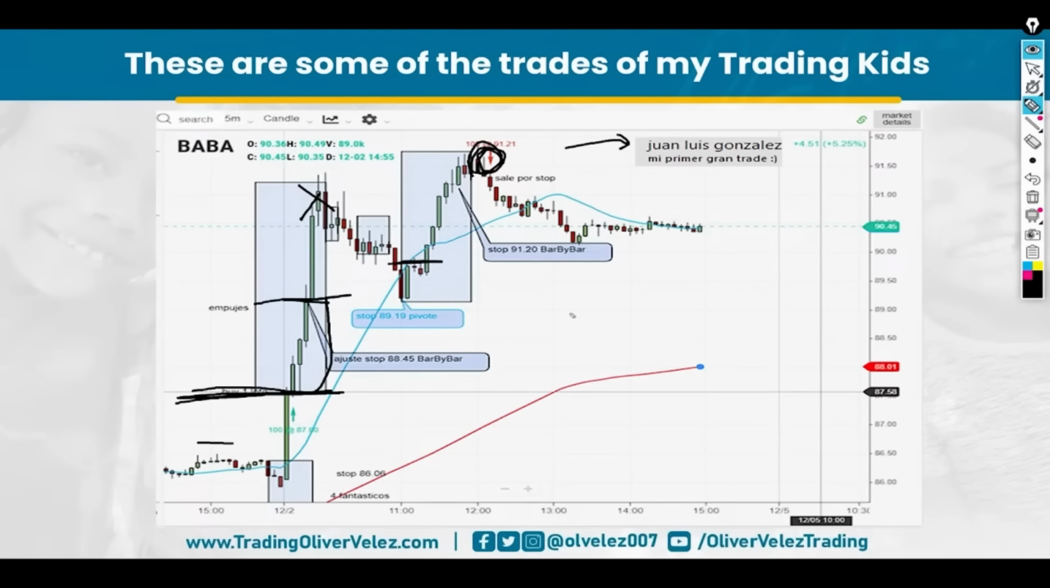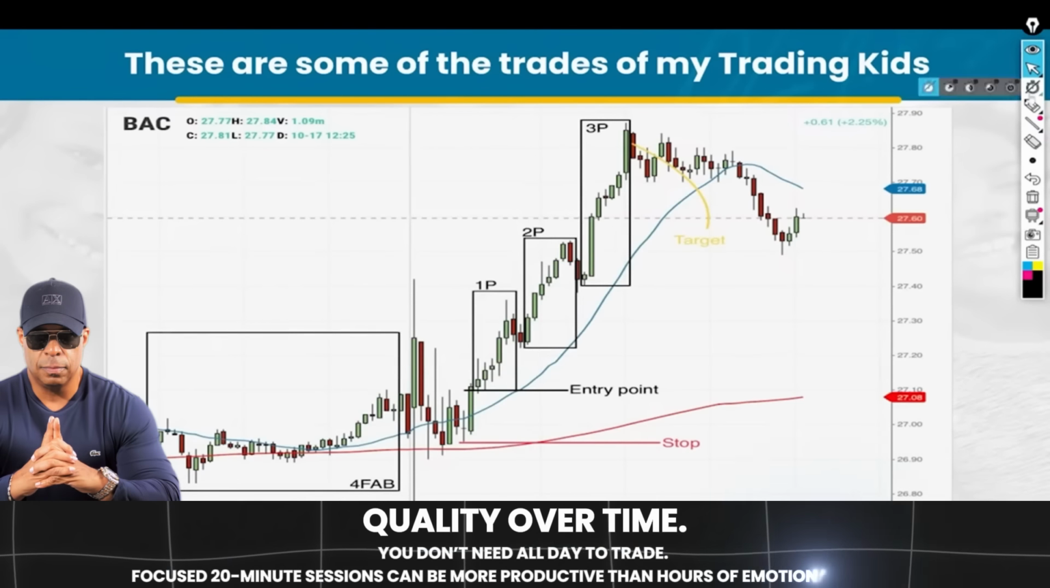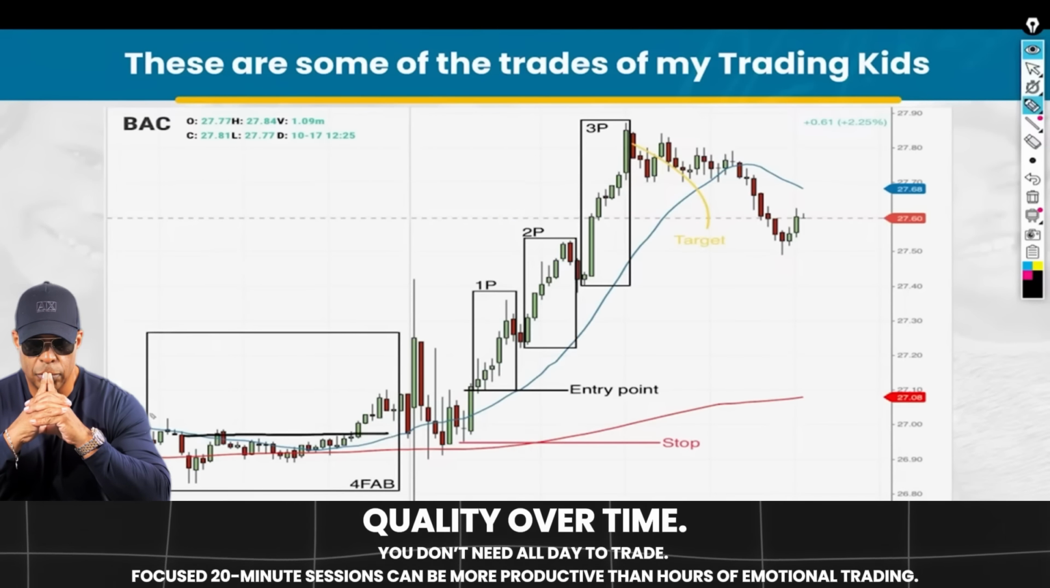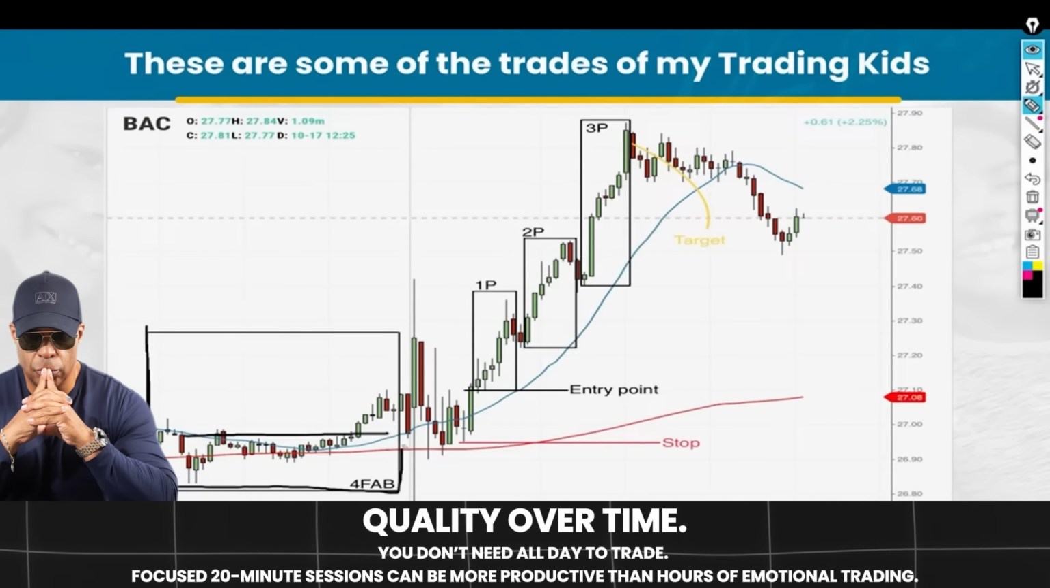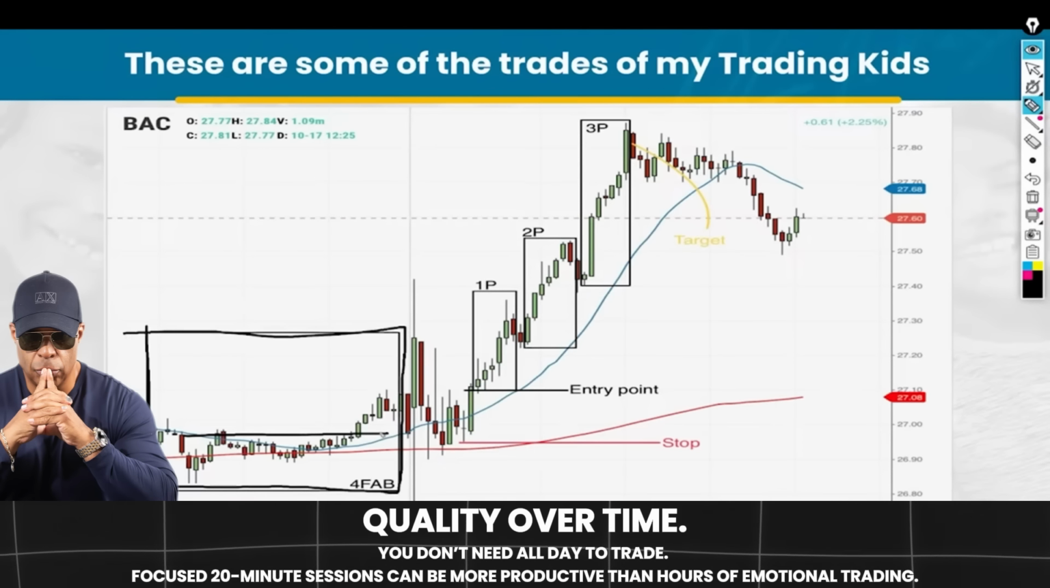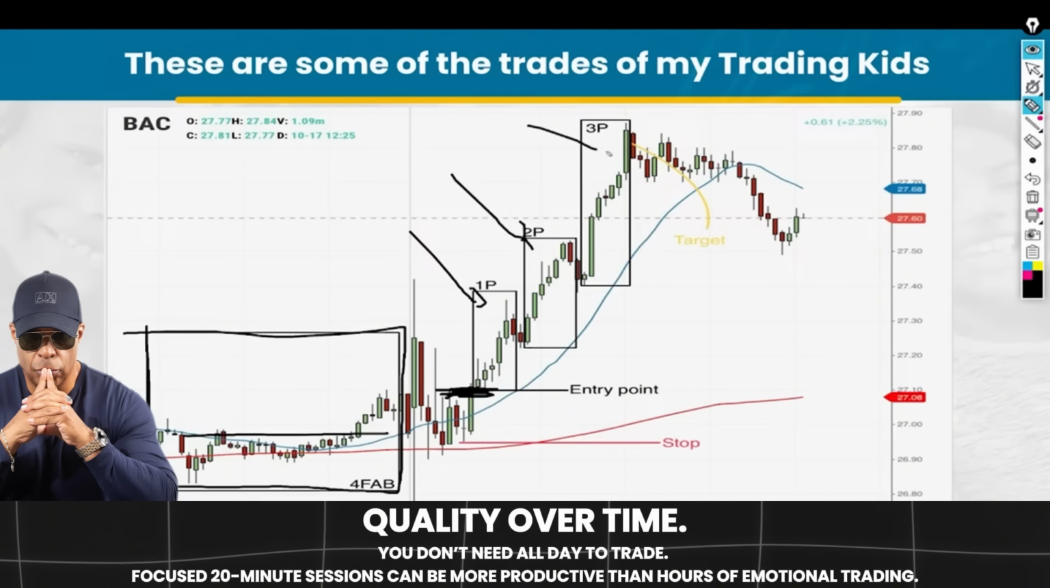Juan Luis Gonzalez, his first great trade. I love it. It warms my heart, guys. It warms my heart. Beautiful. Same thing here, guys. Look at the narrow state. Look at how they're marking the box off. Fab 4 narrow state. Entry point here. Right off the narrow state, mapping out the phases of the trade. 1, 2, 3, target met, profit taking. This is beautiful.